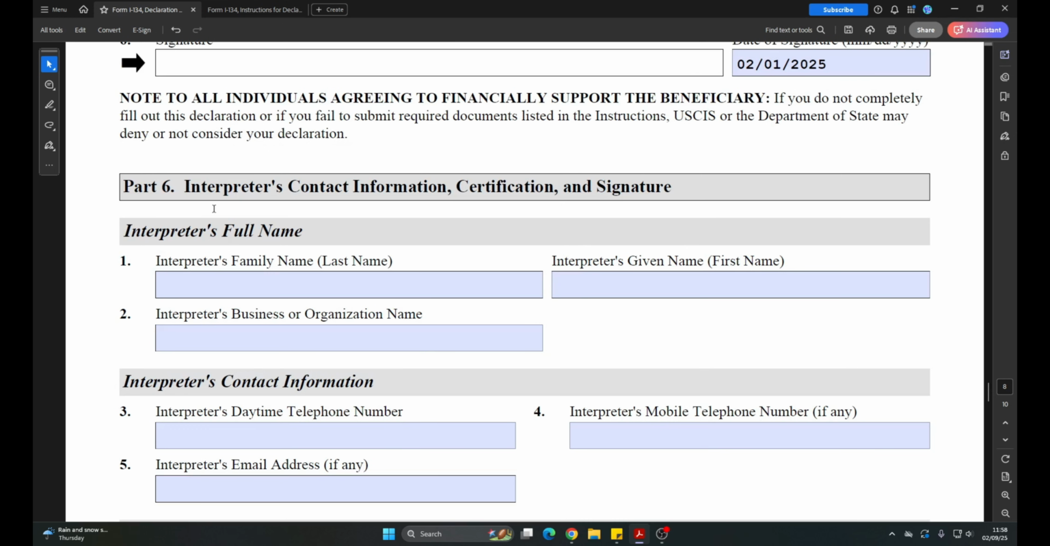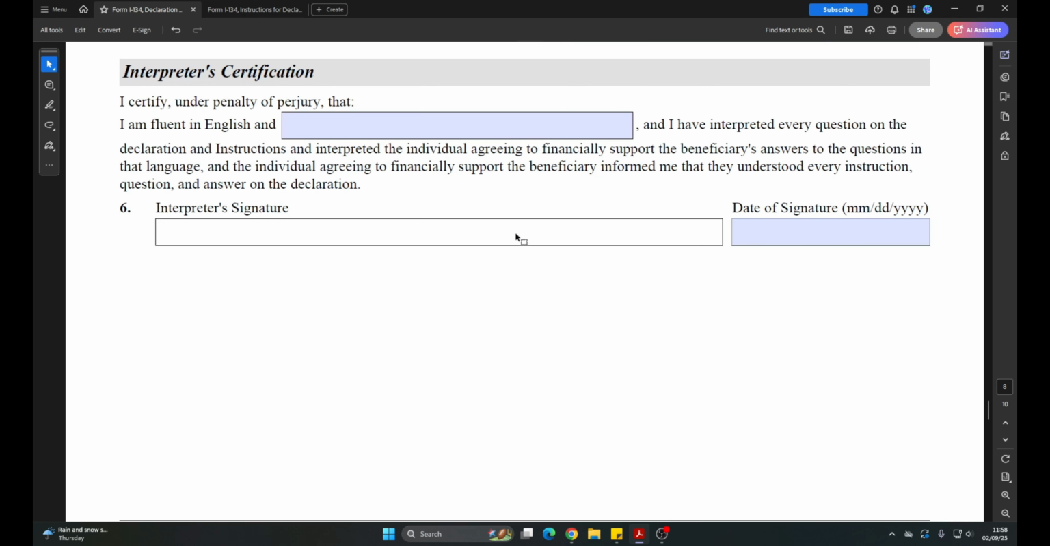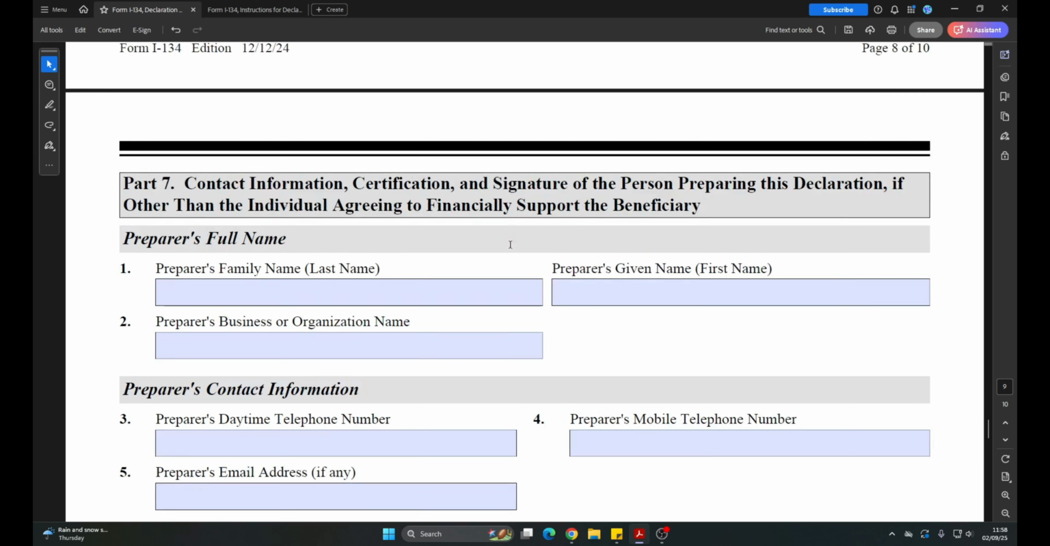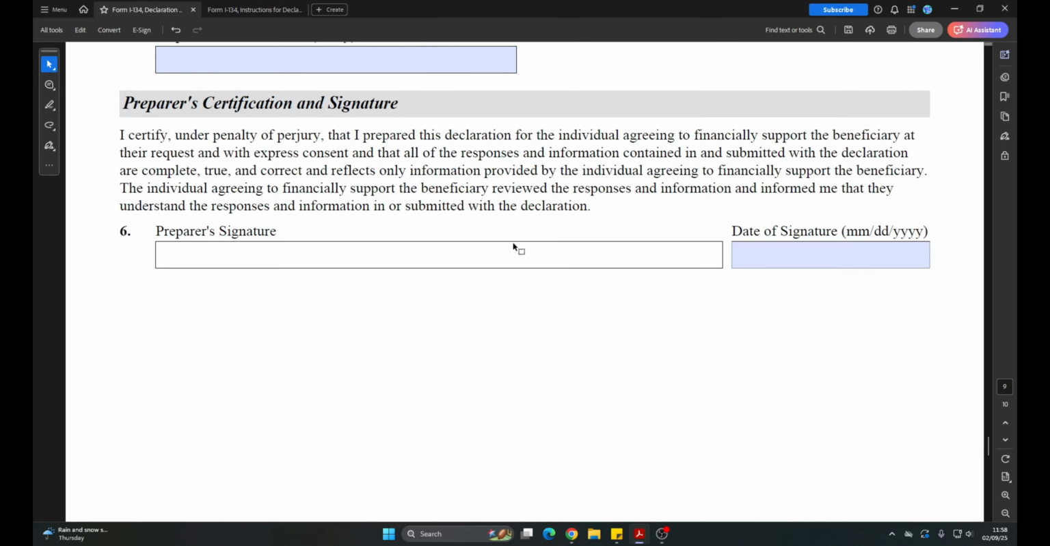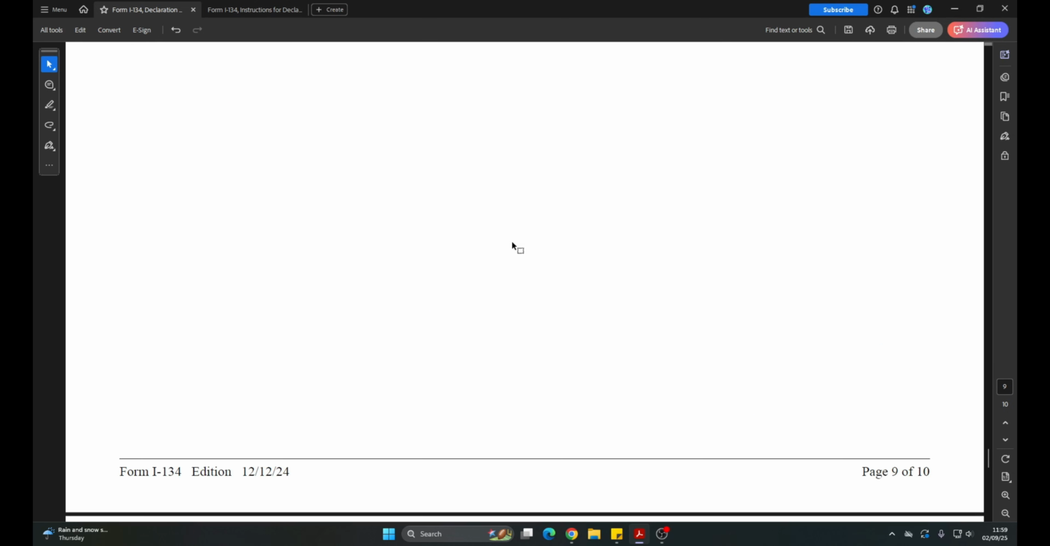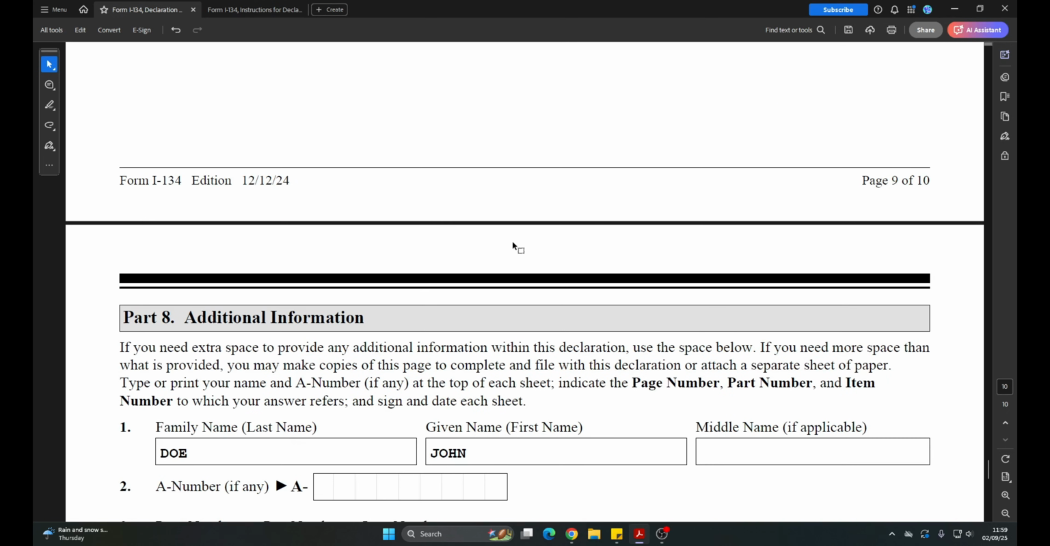If you used an interpreter, have the interpreter complete Part 6, or at least provide the interpreter's information in Part 6 and have the interpreter sign it. Or if somebody prepared the form for you, have them complete Part 7 and sign Part 7. But because John did not use an interpreter or preparer, we're simply going to leave these pages blank.